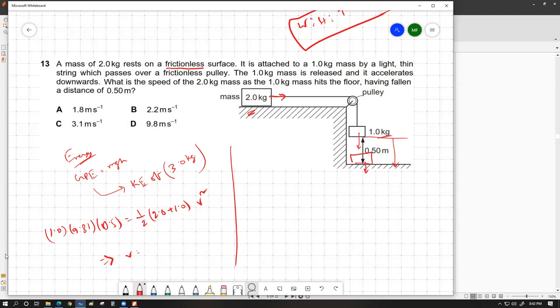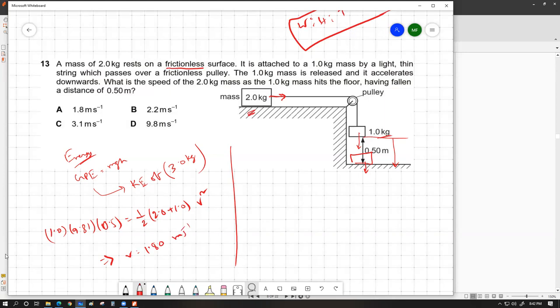Wait, one minute. Sir, I got 1.8. I made a mistake in the root over. Sir, you took 10, it should be 1. Ah. Thank you, I was losing my mind. 9.81 divided by 3 equals something, root over of the answer equals 1.8. Yes, correct. Thank you.